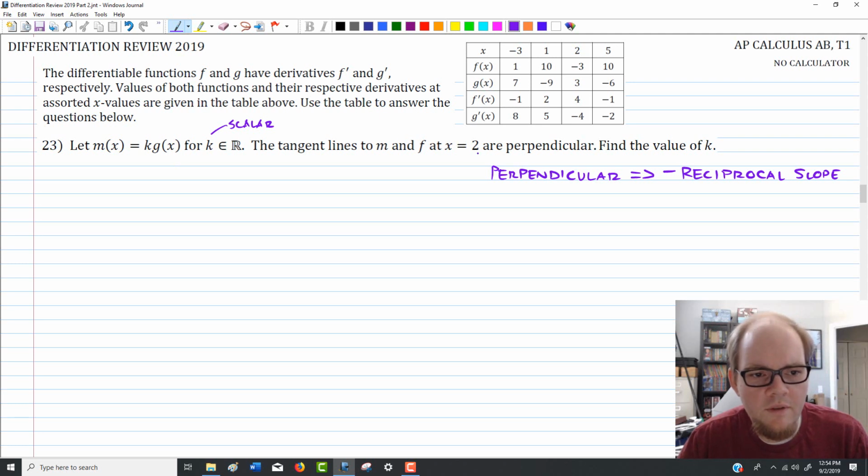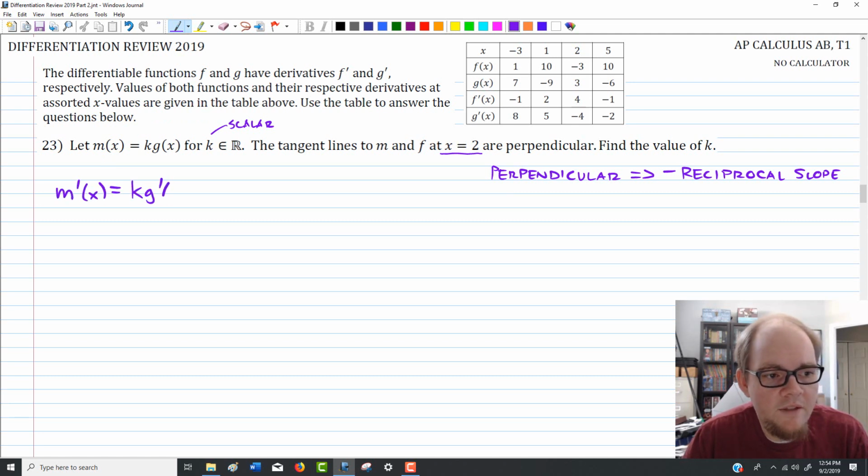That means one slope has to be the opposite sign and reciprocal of the other one. So let's look at a couple different things here. We're talking about two things happening at x equals 2, so we're specifically interested in what's happening at x equals 2. Let's start there. First of all, m prime of x is going to be equal to k times g prime of x using the scalar property. So specifically, m prime of 2 is going to be equal to k times g prime of 2.